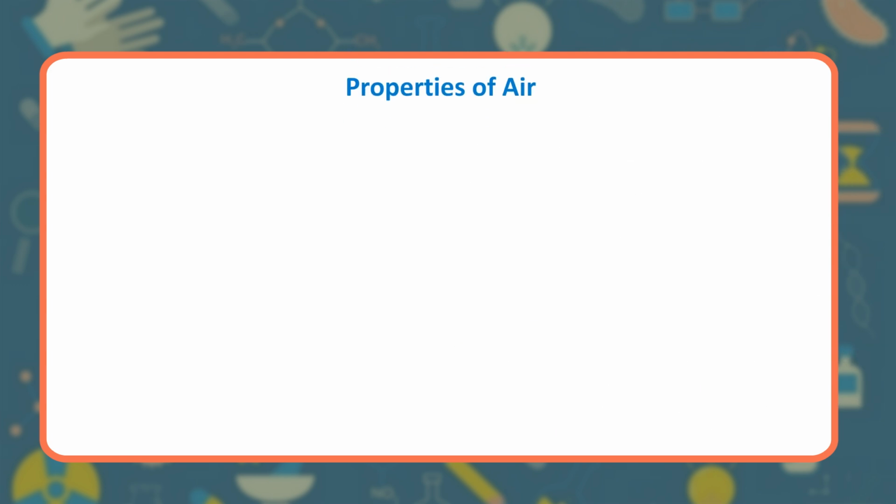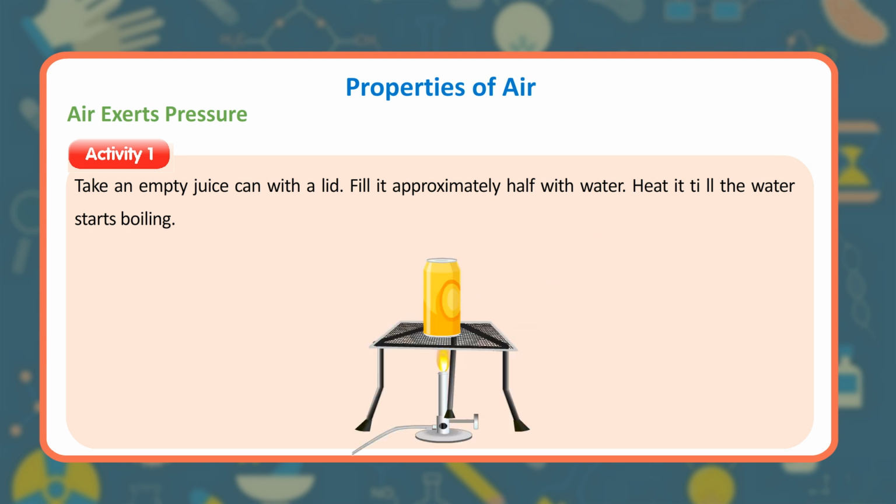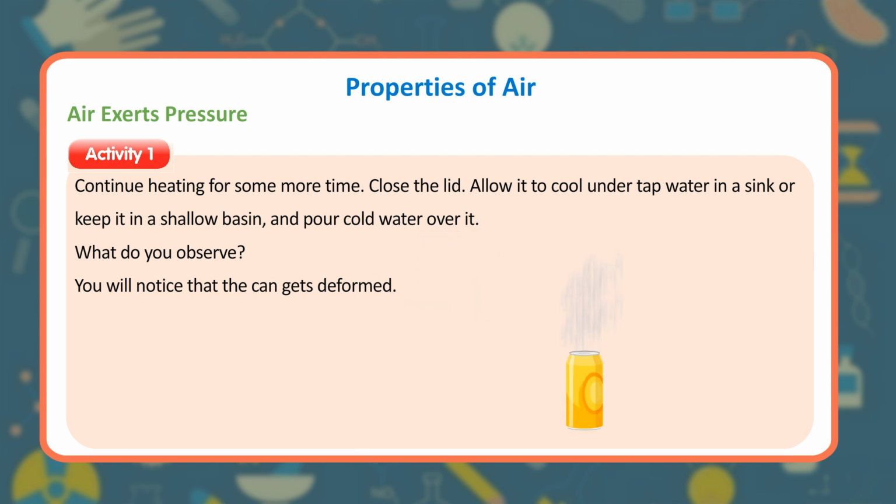Properties of air. Air exerts pressure. Activity. Take an empty juice can with a lid. Fill it approximately half with water. Heat it till the water starts boiling. Continue heating for some more time. Close the lid. Allow it to cool under tap water in a sink or keep it in a shallow basin, and pour cold water over it.